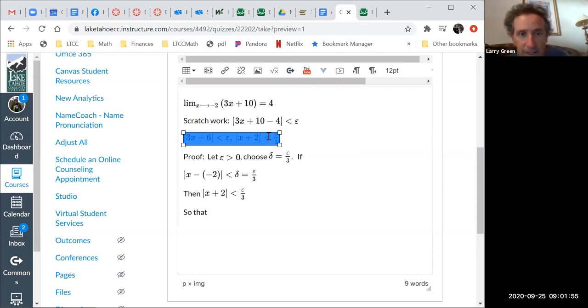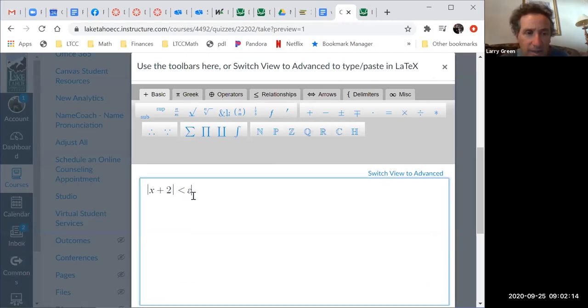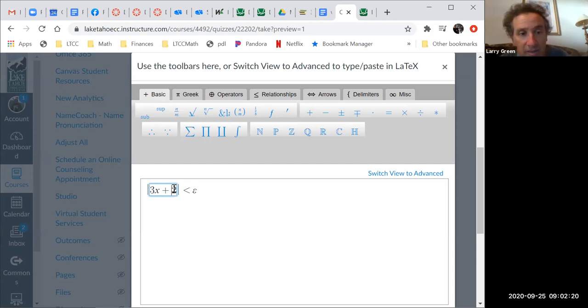So now, again, we're going backwards. We're at x plus 2 is less than epsilon over 3. We can multiply by 3 now, undividing by 3, right? So let's copy, paste. So epsilon over 3 becomes epsilon. And then the x plus 2 becomes 3x plus 6. Any questions?